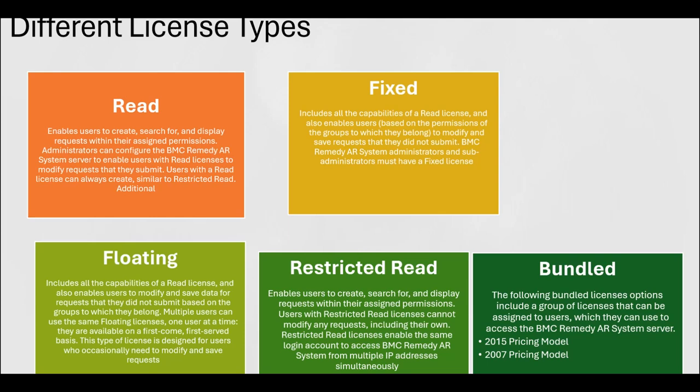For example, when you purchase a license from BMC, they will give you a bundled license. You can use a bundled license with incident, problem, change. Then you will have fixed and floating licenses in the system. But when you configure it, you have only these 4 options.